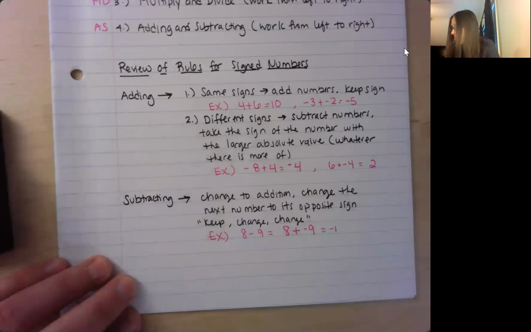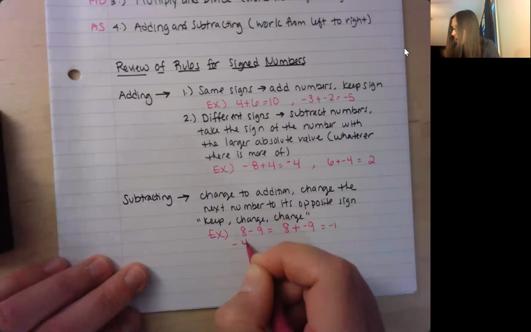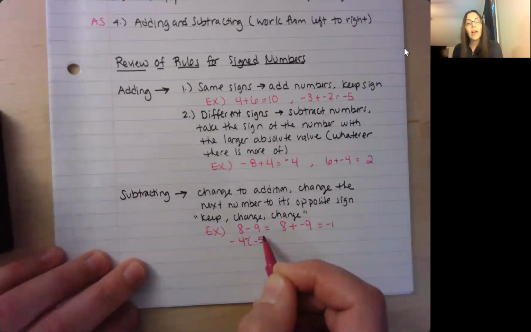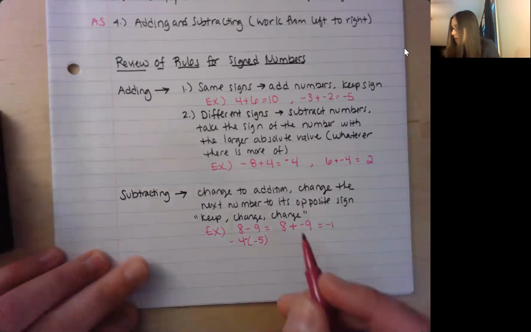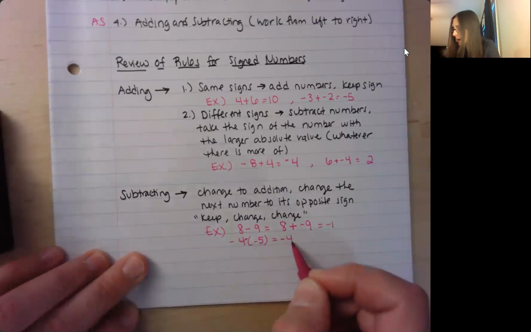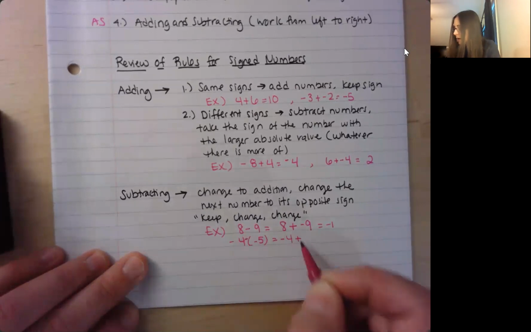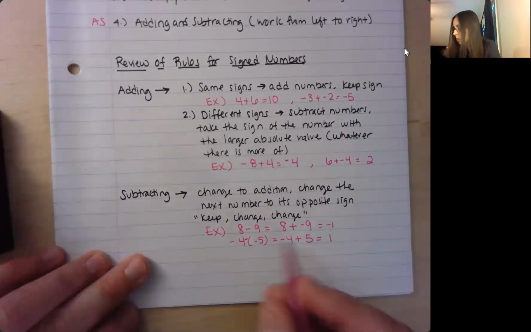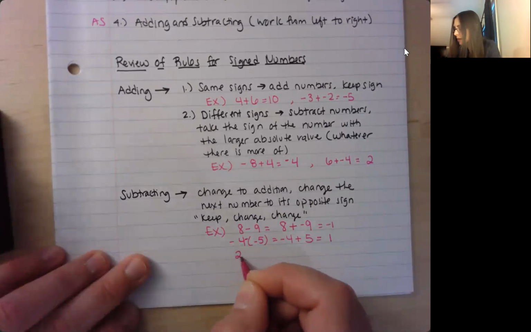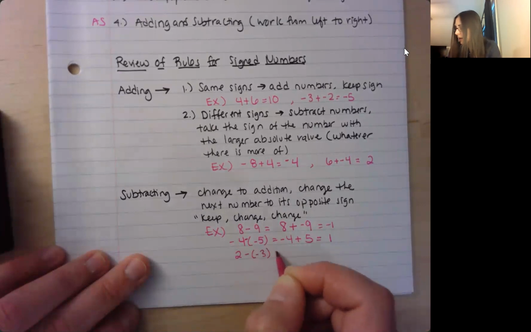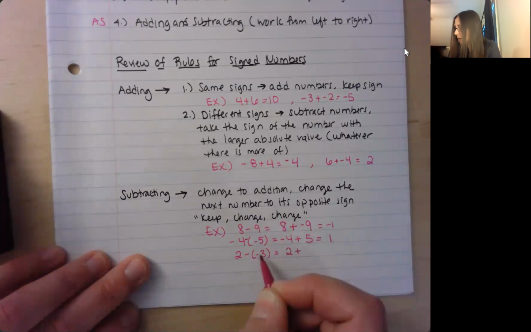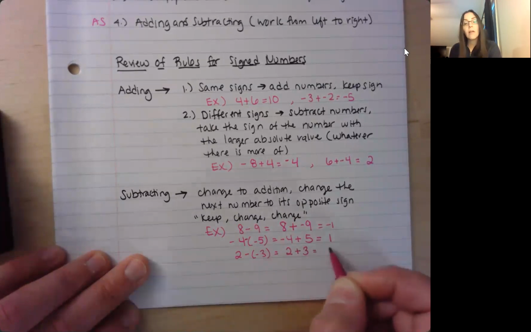Or for instance, let's say I had -4 minus -5. -4 stays, that minus sign changes to addition here, and then -5 becomes positive. So now I have a +1 in this case. Okay. Or I'll do one more. Let's say we have 2 minus -3. Again, my first number stays the same. Subtraction changes to addition, and then my negative changes to positive. So I have +5.